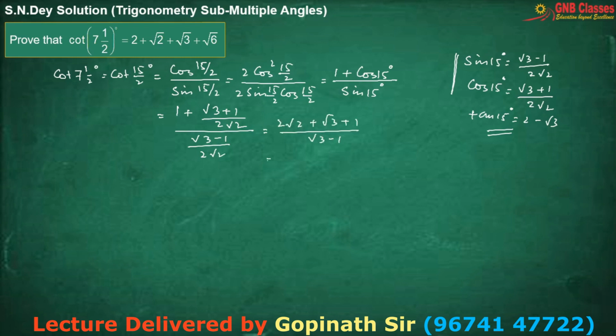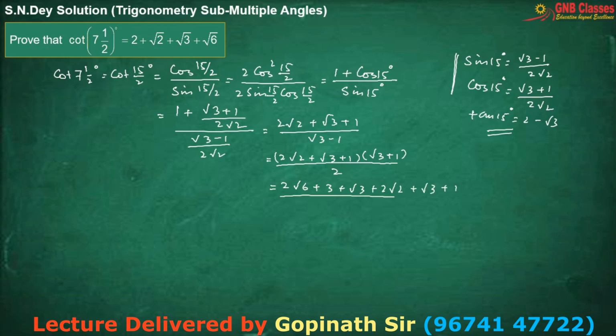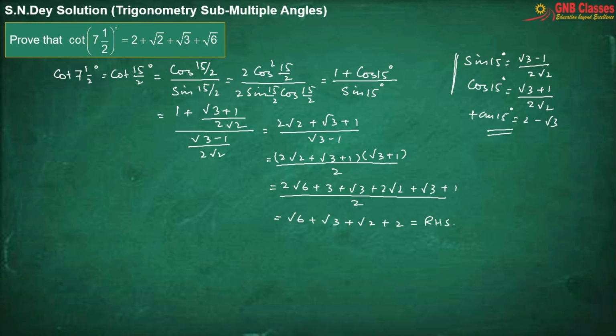I'm rationalizing the denominator. Now I'm opening the bracket in the numerator. So cancelling 2 from numerator and denominator, we are left with, which is exactly what is stated in the right hand side. Is it clear to all of you? Let us move to the next problem.